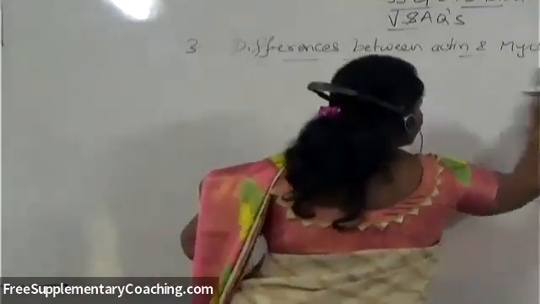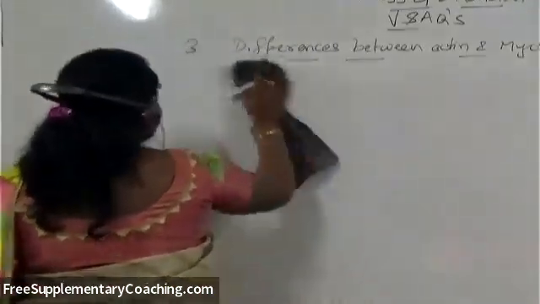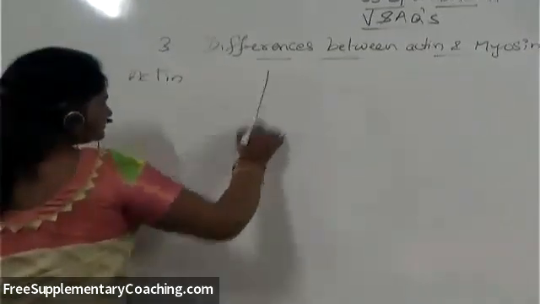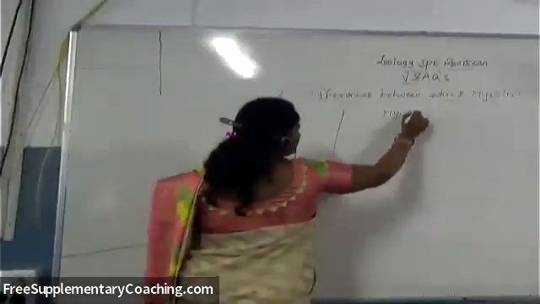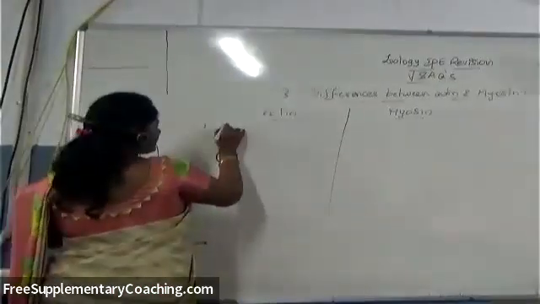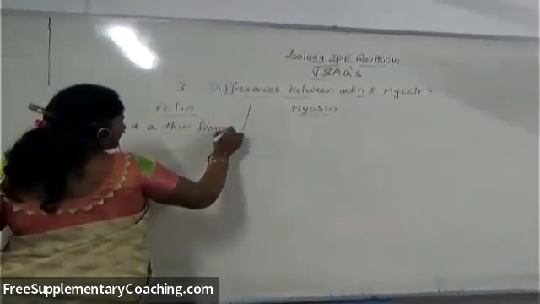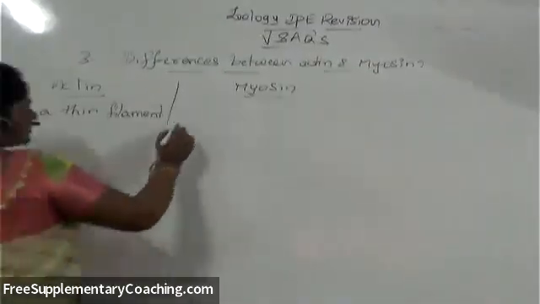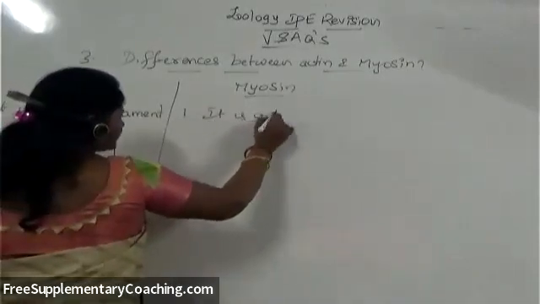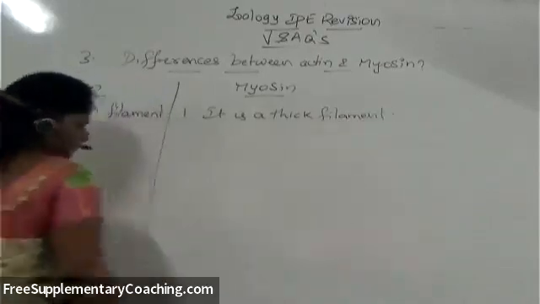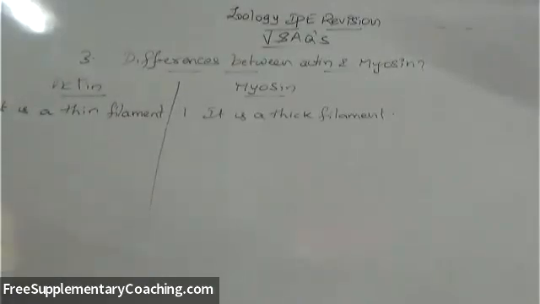So the third question we are discussing, the third VSAQ which they have given in the board exam: differences between actin and myosin. Actin is a thin filament, whereas myosin is a thick filament. This is the first difference which you should write. Then the second point.